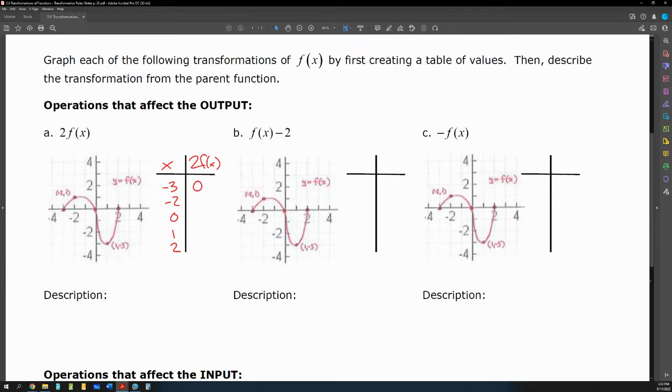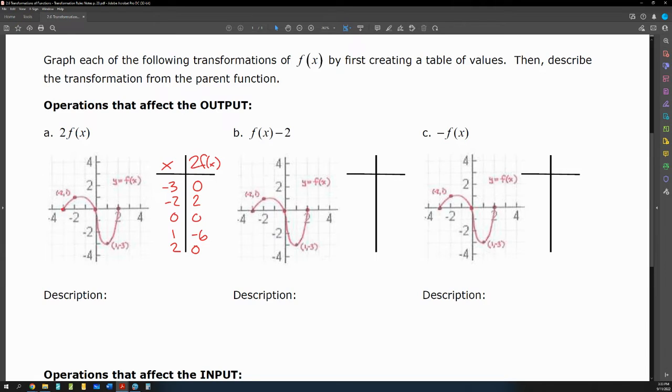So (-3, 0) is still (-3, 0). (-2, 1) becomes (-2, 2). (0, 0) is still (0, 0). (1, -3) becomes (1, -6). And then (2, 0) is still (2, 0). So all of our function outputs are doubled from the parent function.